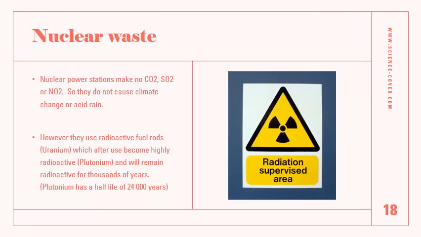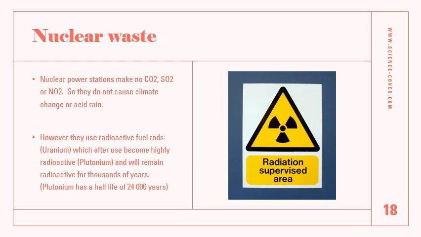Let's look at the issues surrounding nuclear waste. Nuclear power stations burn no fuels. This means that they produce no CO2, no SO2, and no NO2. This means that they do not cause climate change, and they do not cause acid rain. However, they do use radioactive fuel rods, which contain uranium, and after use these become highly radioactive plutonium, which will remain radioactive for thousands of years. Once used, the fuel rods need to be disposed of, so we call it waste, but as they are radioactive, we call it radioactive waste.